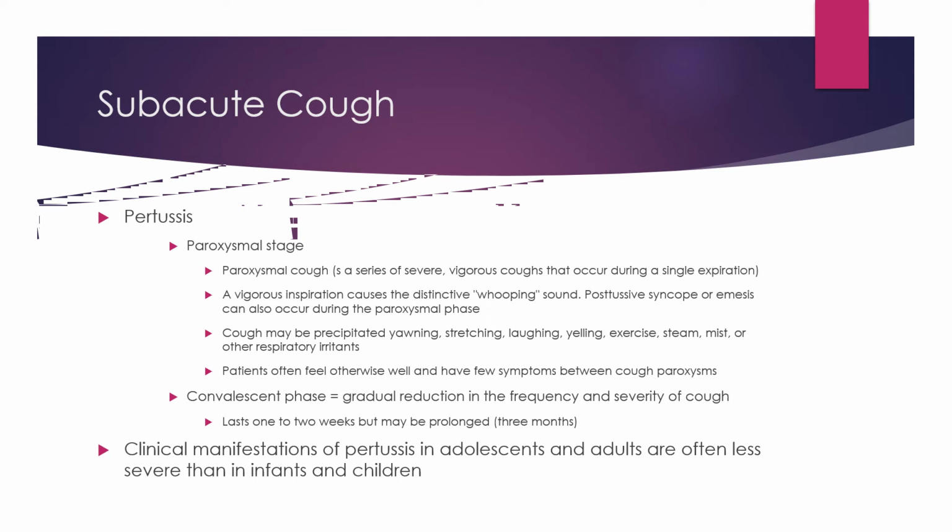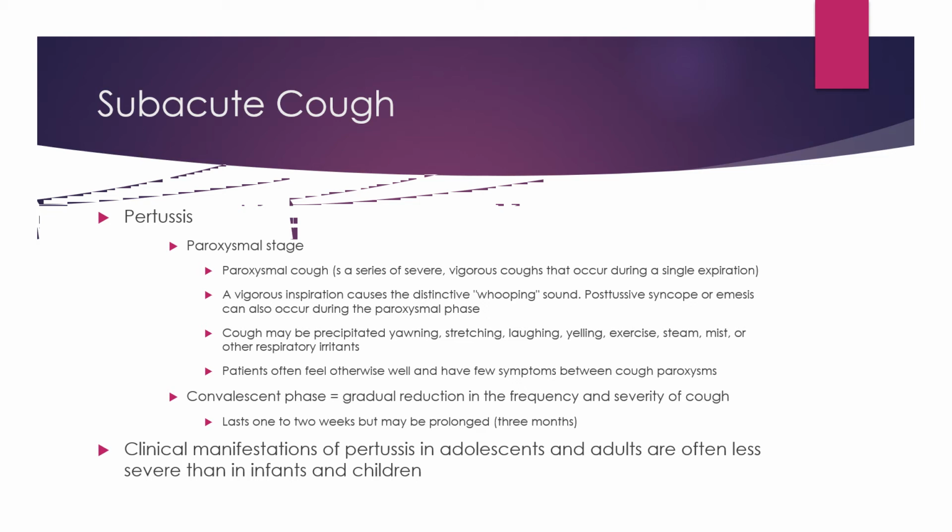The younger the kid, they may not actually get the whoop, and the younger they are, the more severe this is, because those are the ones that you really have to worry about. They could go into respiratory arrest because they don't whoop. So what happens is we don't know, they vomit, and then they aspirate and go into respiratory failure. Like I said, this can last 2 to 3 weeks, and then they go into the convalescent phase. This is a gradual reduction in the frequency and severity of the cough, and this can last 2 to 3 weeks, but may be prolonged up to 3 months.